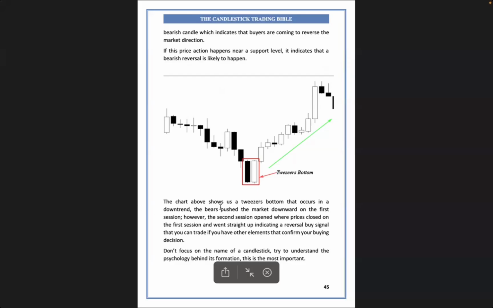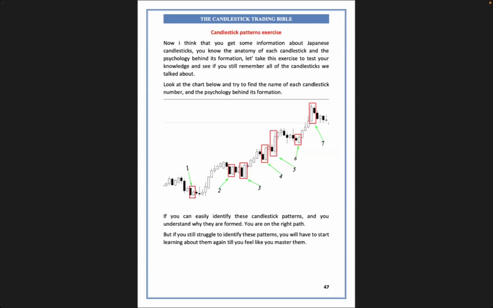That occurs in a downtrend. The bears push the market downward in the first session. However, the second session, so this is the first session, opened where prices closed on the first session and went straight long. But basically it's the same thing. So don't focus on the name, just understand the psychology. Get the psychology behind it. It's the same thing. Here, in a downtrend, sellers were in charge, and then buyers surprised the sellers. There was an ambush.